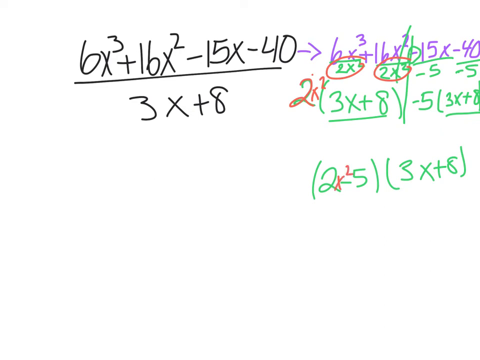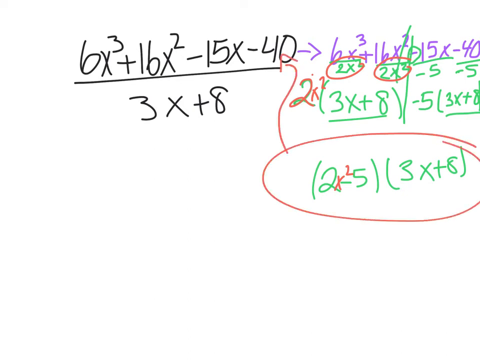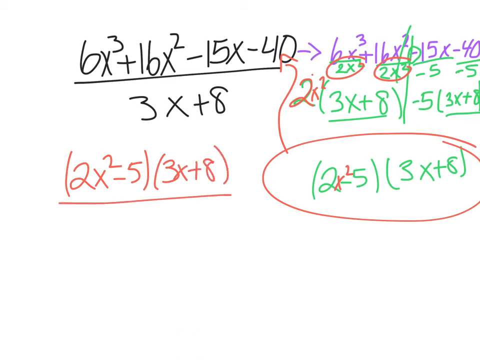So let's go off to our left-hand side, the original problem. We're going to rewrite the factored form up top. So 2x squared minus 5, 3x plus 8, divided by 3x plus 8 at the bottom. And after I factored, everything's in factored form. What would cancel out? What am I left with? Alright, I think you're ready for this last example. If not, push pause, rewatch, ask questions.